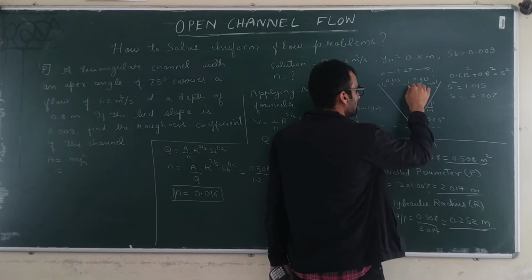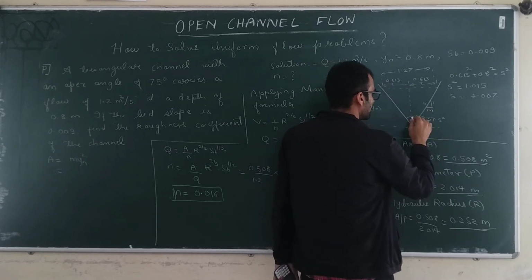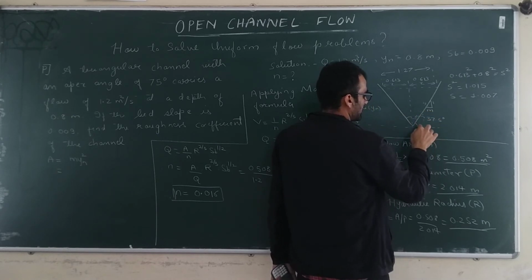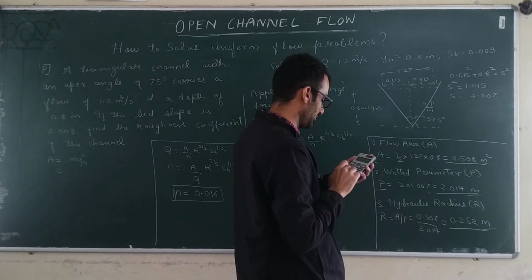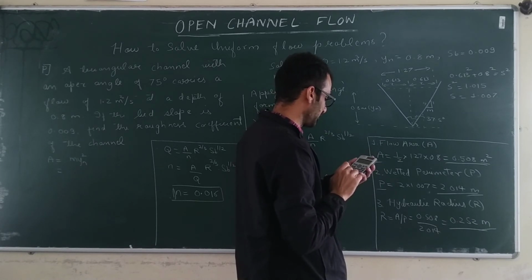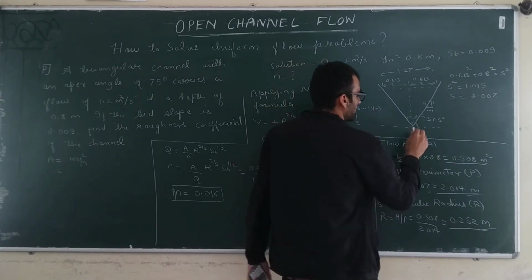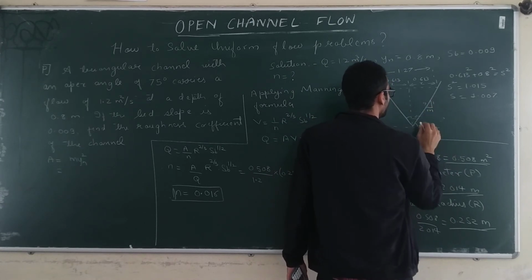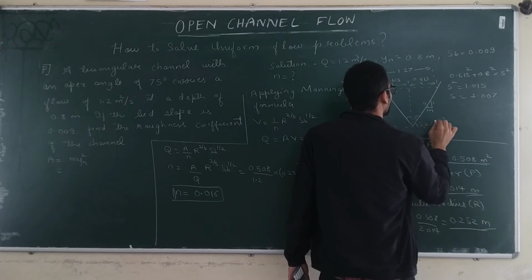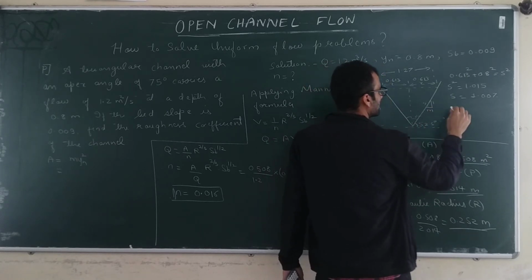This total angle is 90, so this angle would be 90 minus 37.5, which is 52.5. So this angle is 52.5 degrees, and you can easily calculate now.